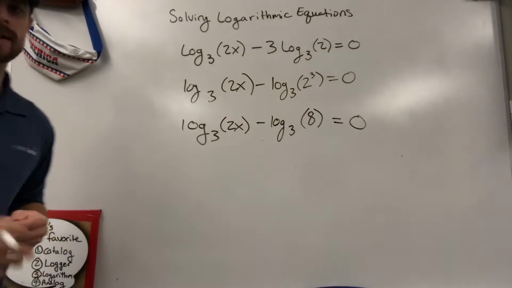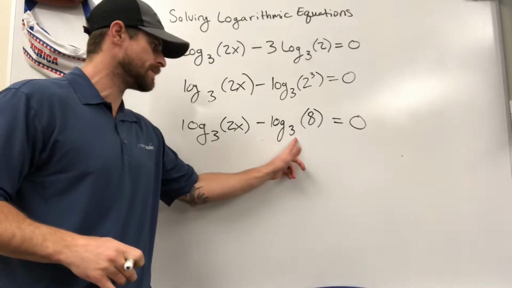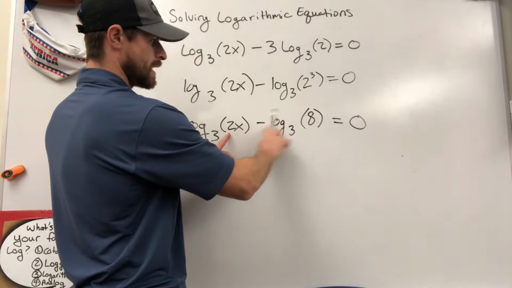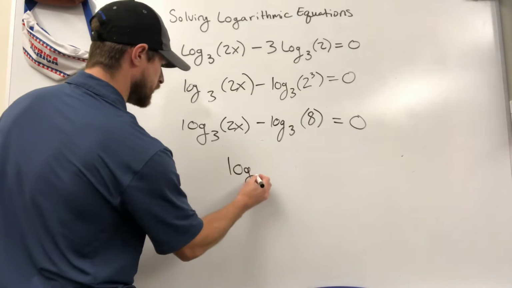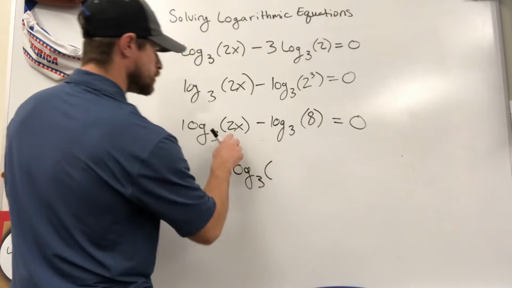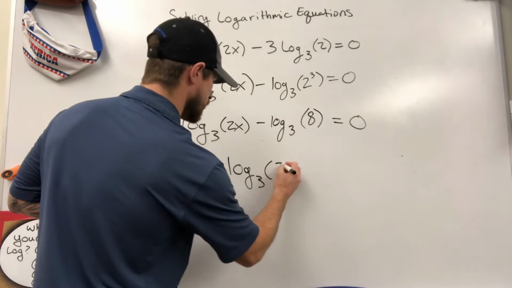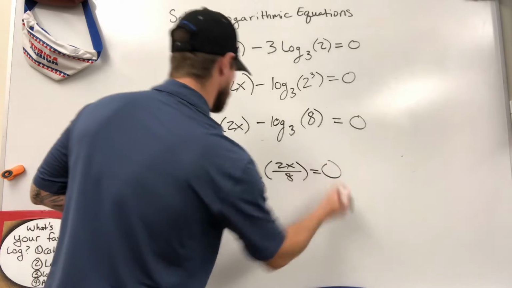The next rule you need to understand is subtracting logs. If we have log base 3, we can now take 2x, and if we're subtracting, we actually want to show this as division. So now what we have is log base 3 of 2x divided by 8. The division rule says 2x divided by 8 equals 0.